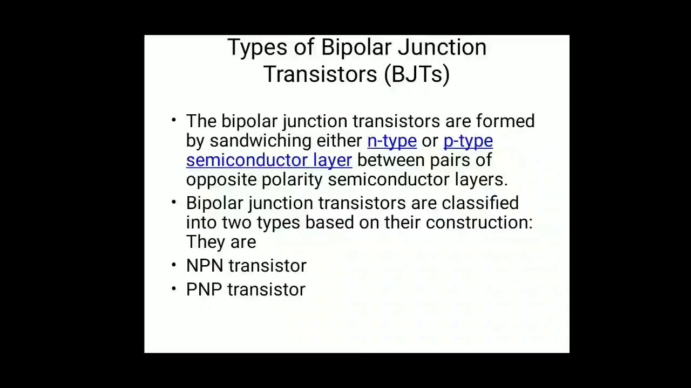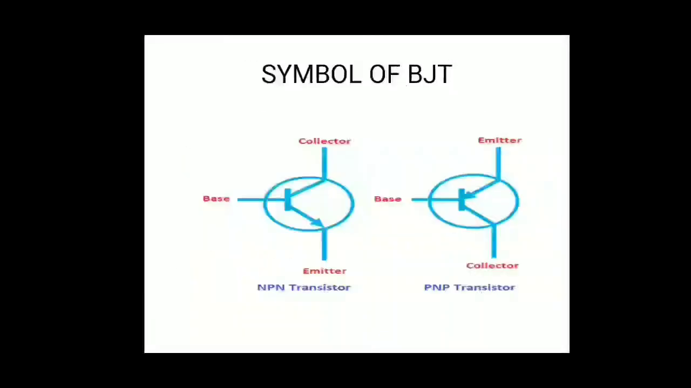Next, it has two types of transistor operation. One is the combination NPN: N region, P region and N region. Another one is the PNP transistor. The majority carriers in NPN are electrons and the majority carriers in PNP are holes. So only there are two types of BJT.